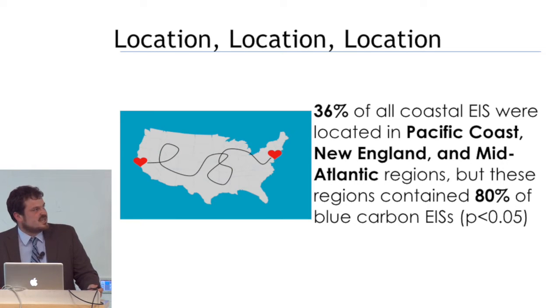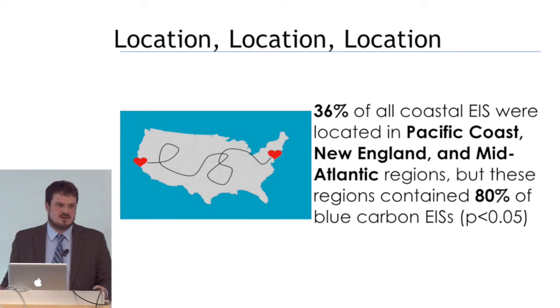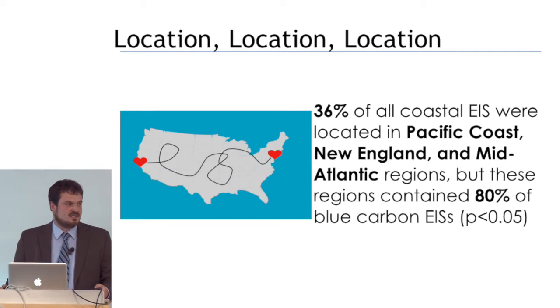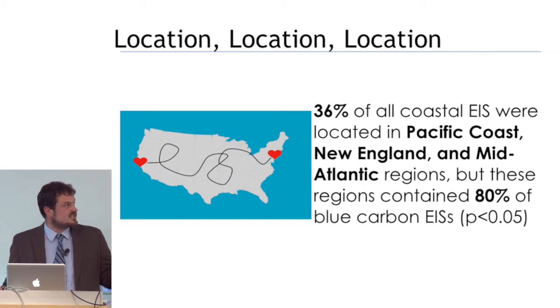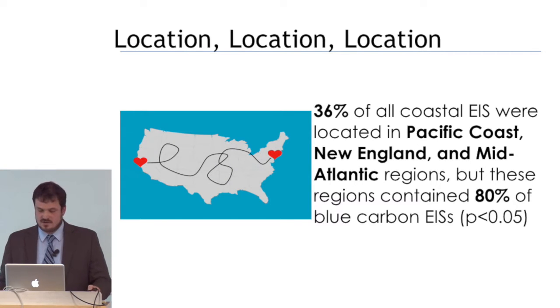So 36% of all coastal environmental impact statements were located on the West Coast and in the Northeast. But 80% of the ones that actually talked about carbon sequestration were located in these two regions. In other words, there's a really, really strong effect of the local requirements within these jurisdictions for consideration of climate mitigation policies, including in little NEPAs in Washington State and California.